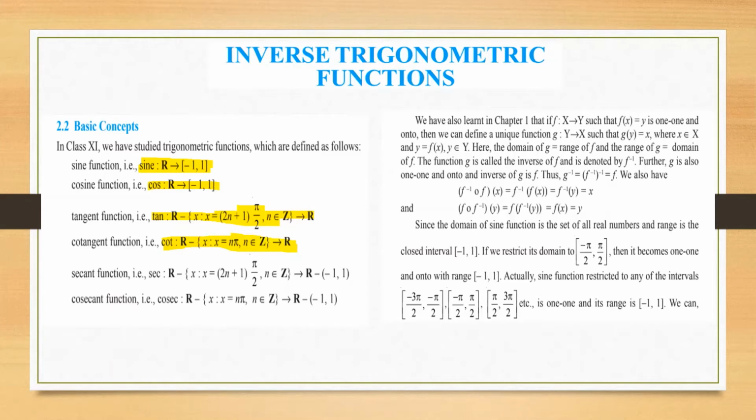Now, why these conditions? If you remember, the tan function is sine x upon cos x. Now cos x should not be equal to 0. You know cos 90 is 0 and any odd multiple of 90 degrees also gives cos 0. So that's why we should avoid taking it.